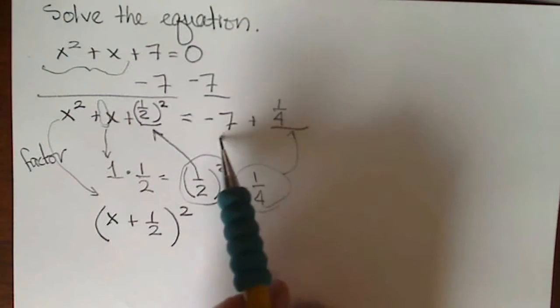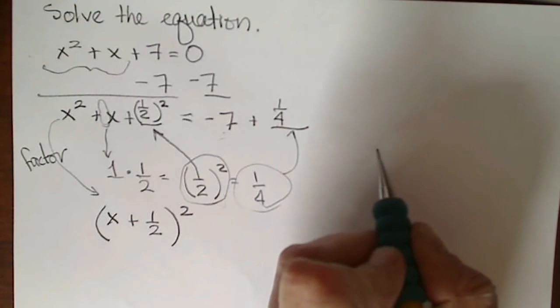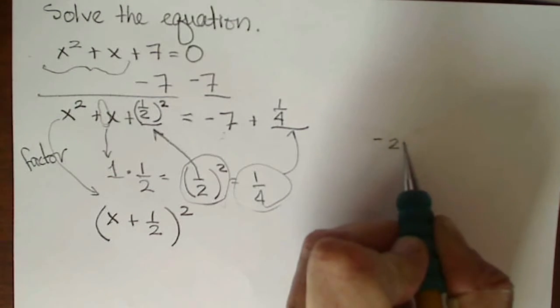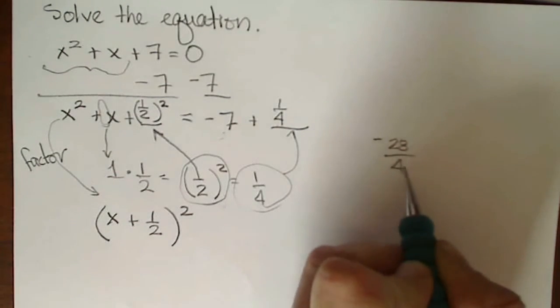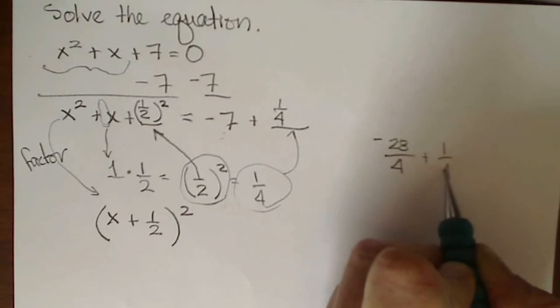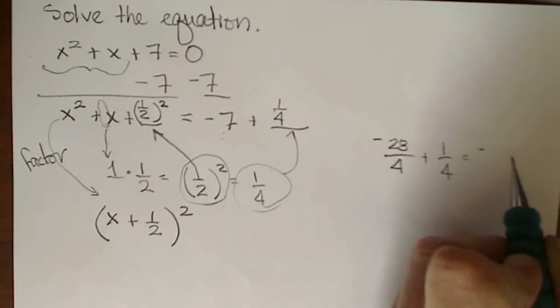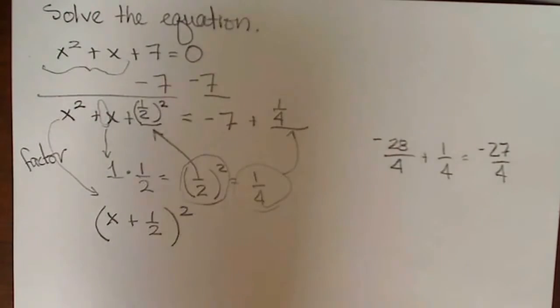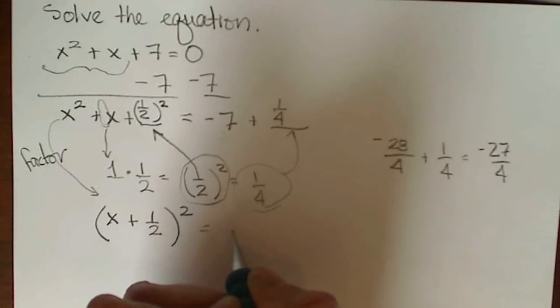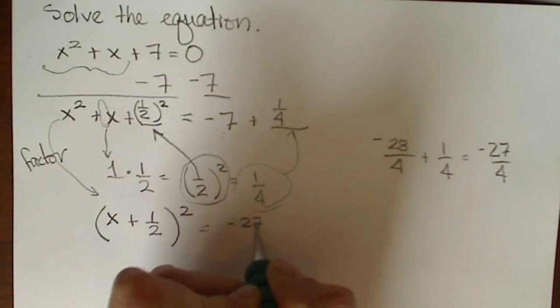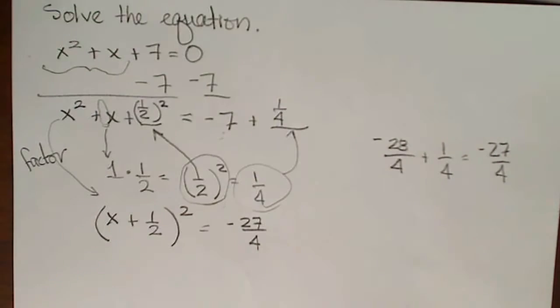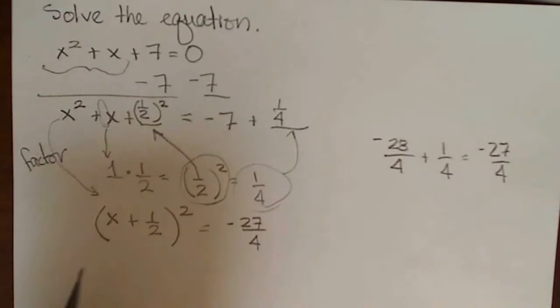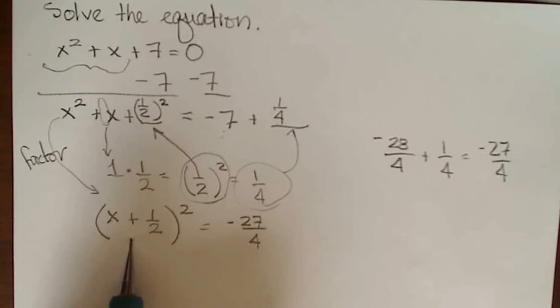Here I need to combine these two. Well, negative 7 is negative 28/4 plus 1/4 equals negative 27/4. So that's what I have on the right-hand side, negative 27/4. So now I have what I need. I like this side on the left to be a perfect square.